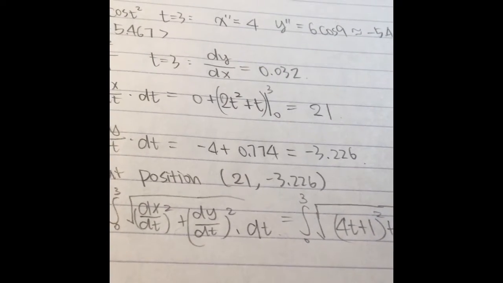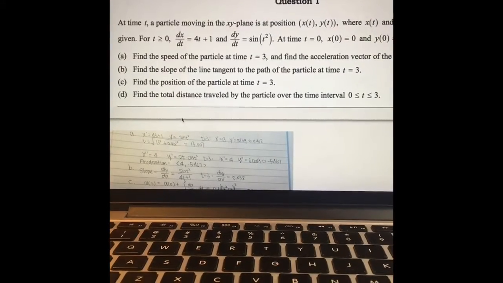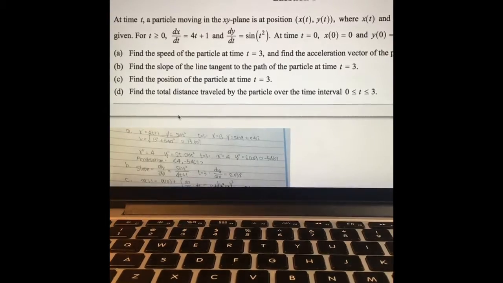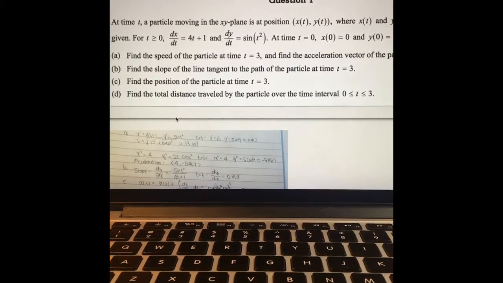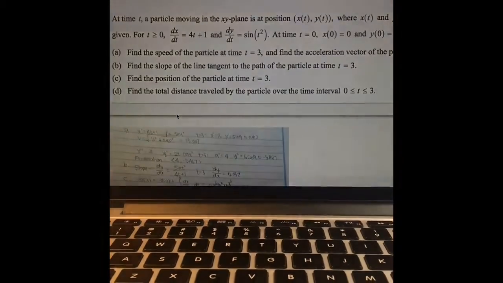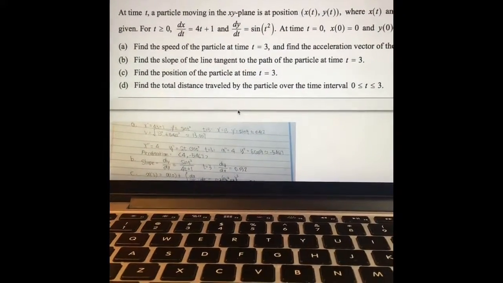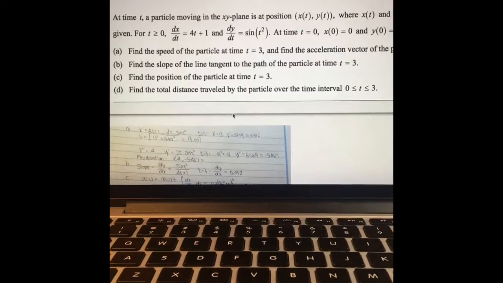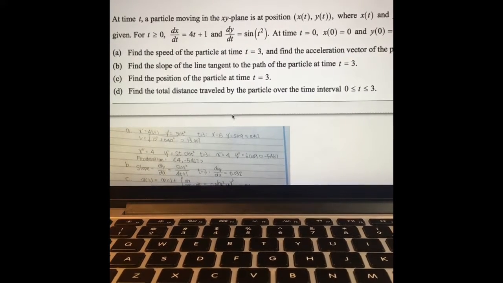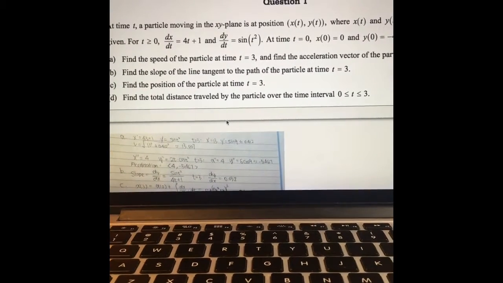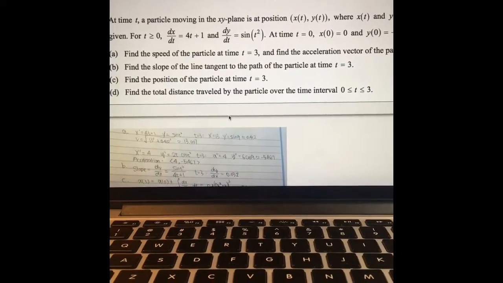So the position at t equals 3 is (21, negative 3.226). D: find the total distance traveled by the particle over the time interval 0 to 3. To find the distance traveled by the particle, we can use the integral of the velocity. And we know the integral limits are 0 and 3.